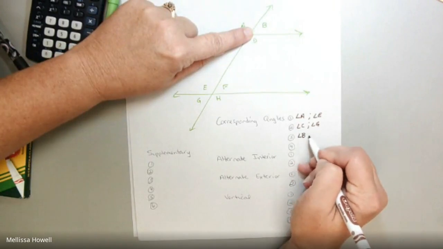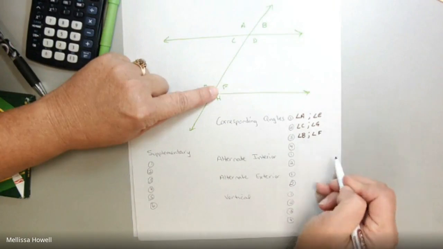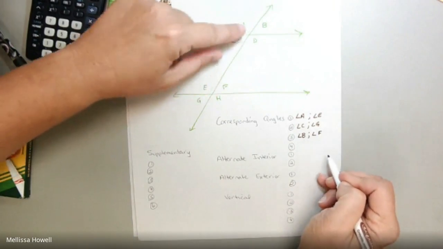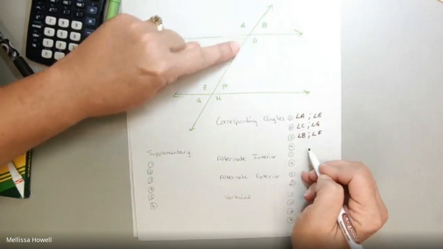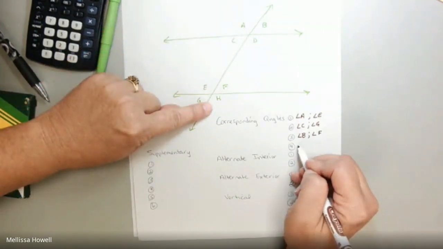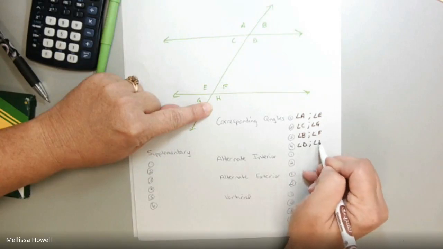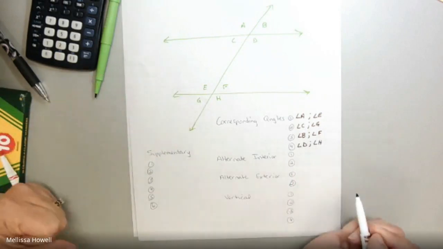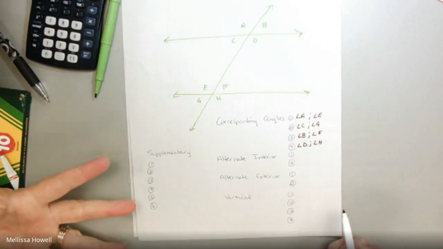Angle B is corresponding to angle F. They are both acute. And angle D is in the same position as angle H, and they're both obtuse, which is another clue. Don't forget about the acute and obtuse. Those clues really help you. That's why we keep mentioning them.